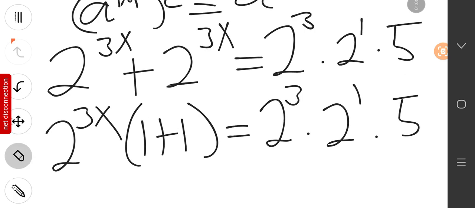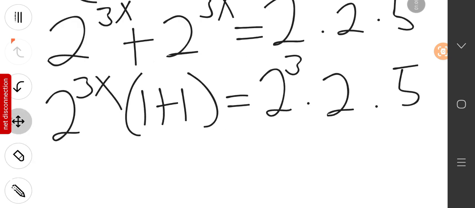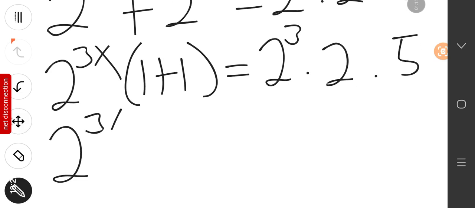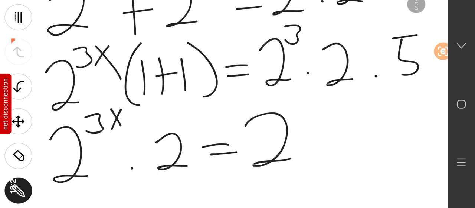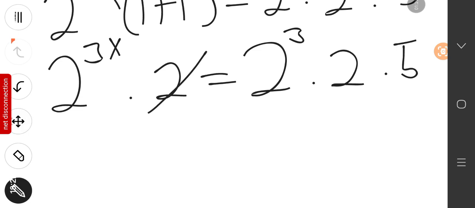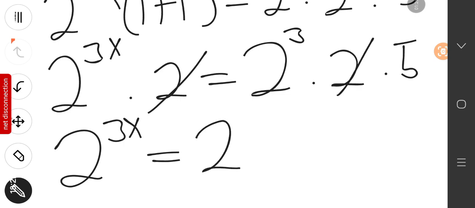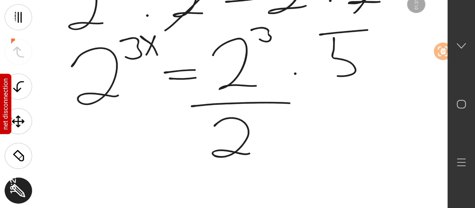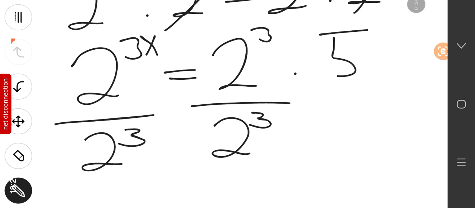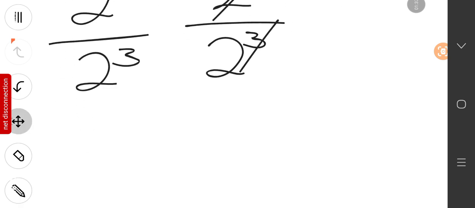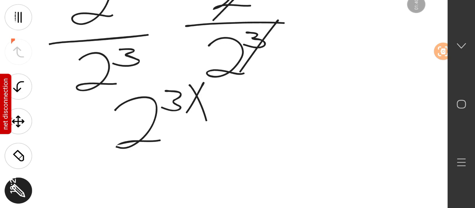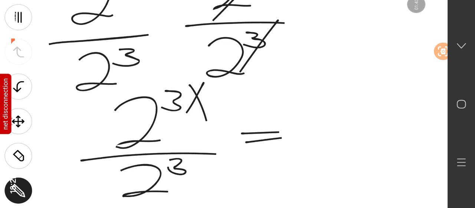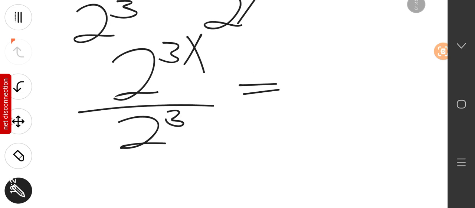So let's clean this one. We're going to have 2^(3x) times 2 equals 2^3 times 2 times 5. So by inspection, you can see this and this will cancel. So we're going to have 2^(3x) equals 2^3 times 5. Now let's divide here by 2^3, here by 2^3. So this and this will cancel. So we're going to have 2^(3x) over 2^3 equals 5.